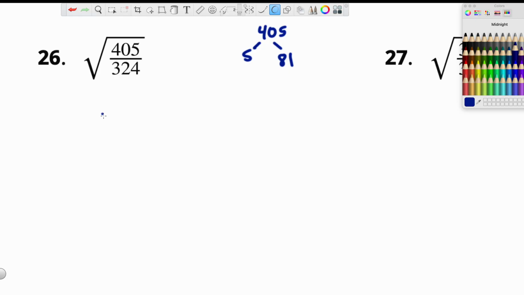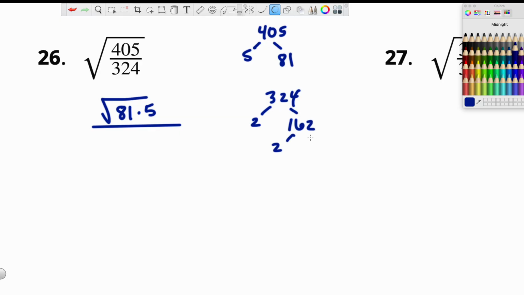I'm going to rewrite this right here. I'm going to say 81 times 5 over, okay, I know 81 is going to come out, so I'm going to leave it like that. 324 is an even number, so 2 goes in. So 2 goes into 32 sixteen times, so that's going to be 162. 2 goes into 162 eighty-one times. Oh, look at this, 81. So I have an 81 again, and I also have a pair here of 2's. So I can rewrite this as 81 times 4.